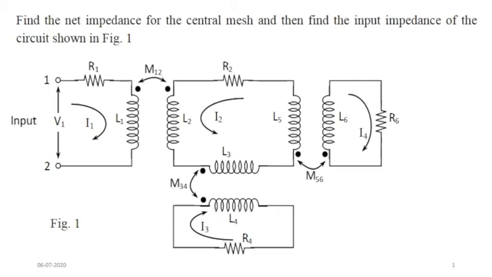Hello students. So now we are going to solve few examples based on magnetically coupled circuits. In this example we have been asked to find the value of net impedance of the central mesh and then finding the impedance of the input mesh. So this is the central mesh and this is the input mesh.